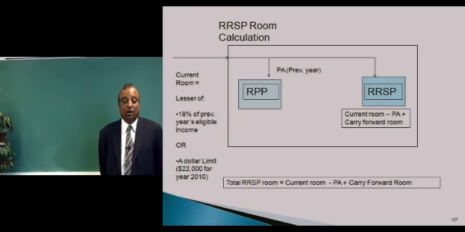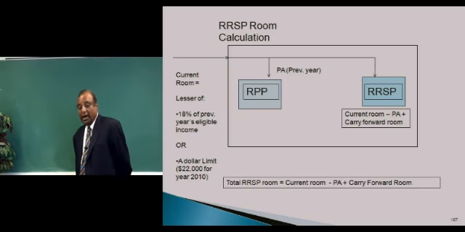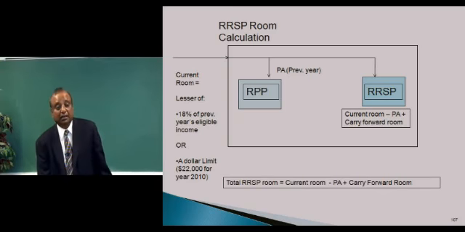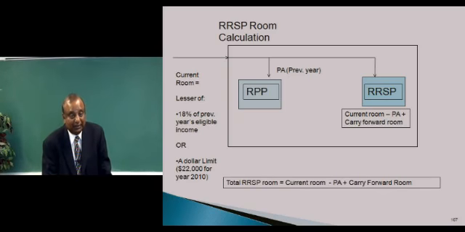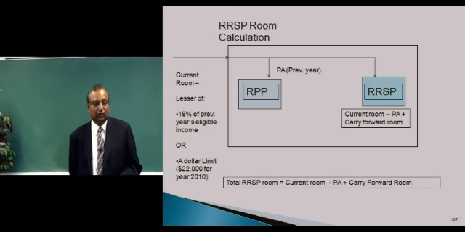Now, how much can you put into your RRSP? What you can put in is the current room, that is the 18% calculation or the limit, whichever is less, minus pension adjustment, whatever went into your pension last year, plus any carry forward room that you have. That is the total RRSP room.